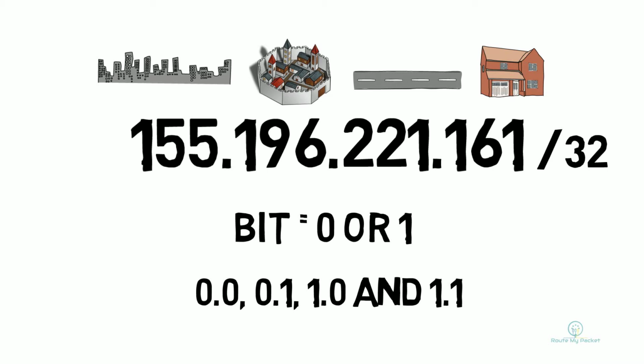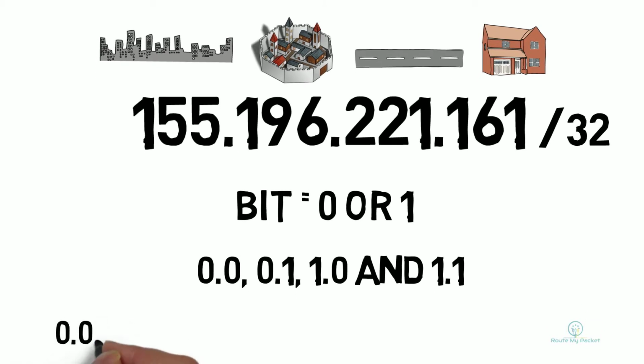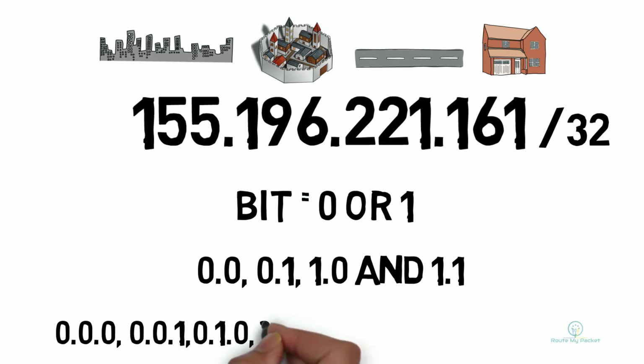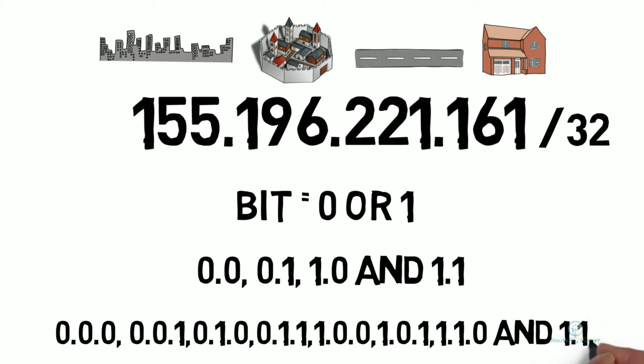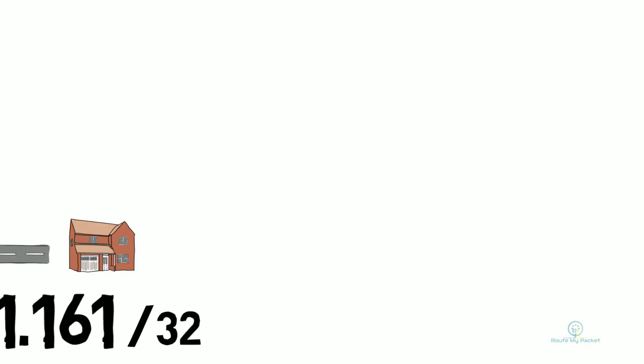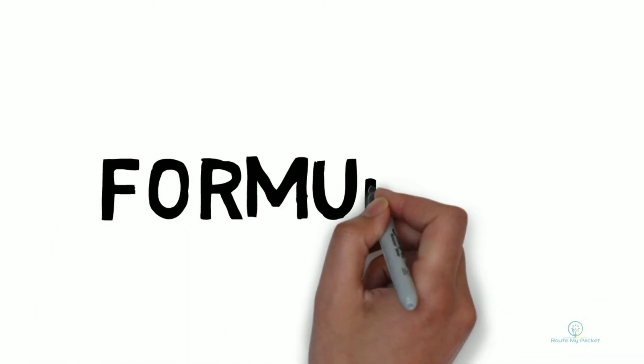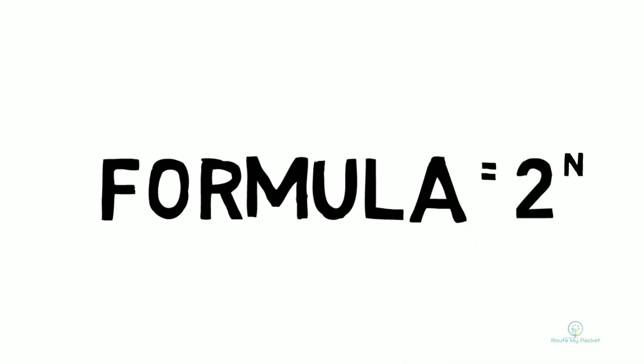If we had 1 bit in 3 octets, we would be able to compute 8 addresses. That is 0.0.0, 0.0.1, 0.1.0, 0.1.1, 1.0.0, 1.0.1, 1.1.0, and 1.1.1. The formula to compute an IP address is 2 to the power of n, where n is the number of bits in your address.